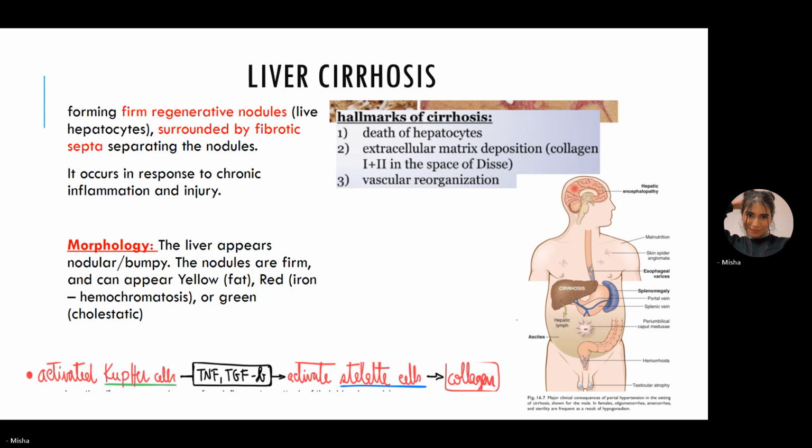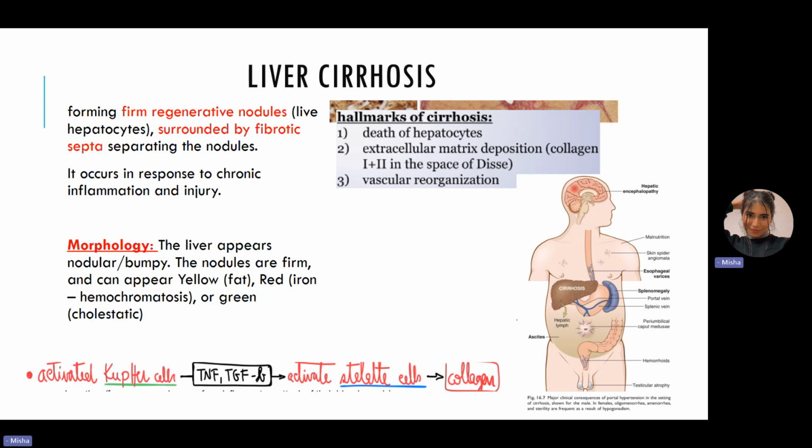They can very easily be confused with cancer. But how can we differentiate? Cancer is pale, and these nodules wouldn't be pale. They can also be mixed, meaning they can have a mixed etiology. They can be viral or autoimmune, for example.